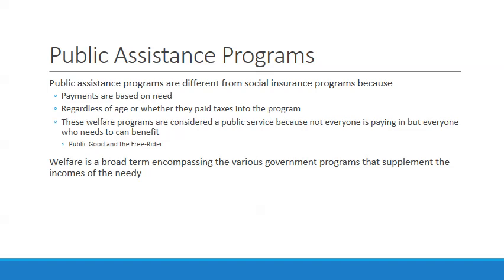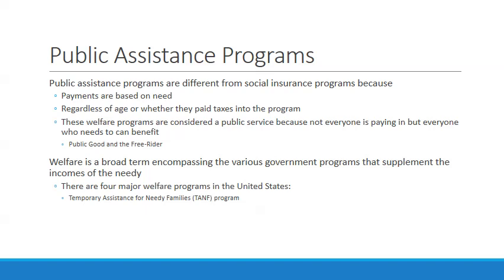So welfare is a broad term encompassing various government programs. There's 4 major programs. One is TANF, Temporary Assistance for Needy Families, Supplemental Security Income, Medicaid, and the food stamp program. So we'll look at each one of these programs, then look at the social stuff, and then we'll kind of get into some government philosophy in terms of how you deal with poverty in this country.